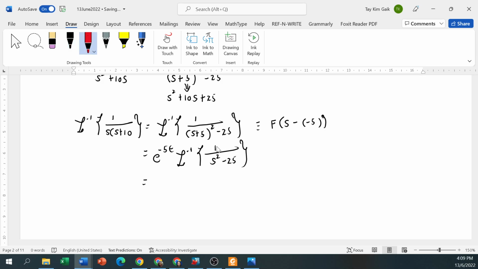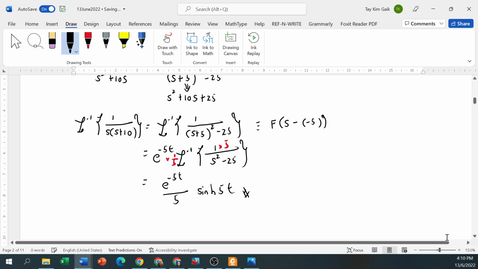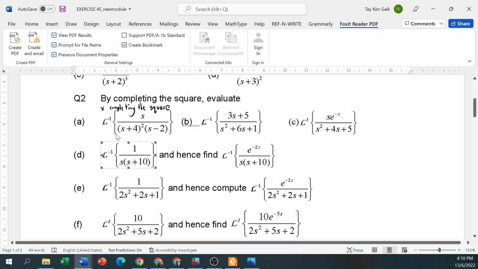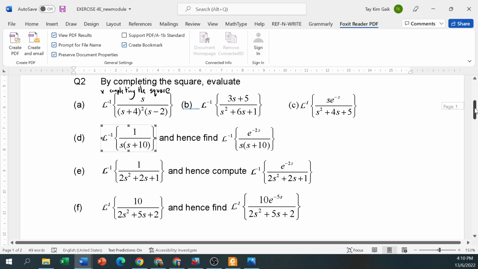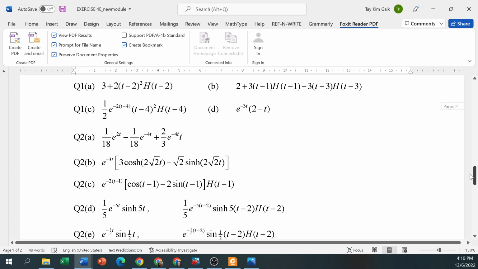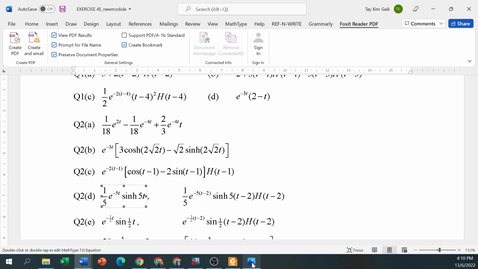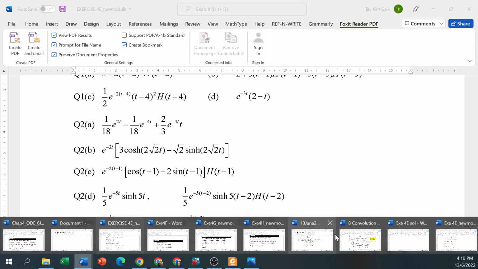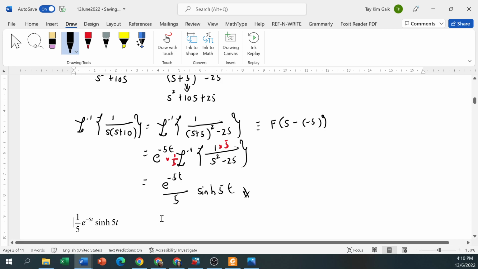Okay, this 25 is 5 squared. Here it will make it times 5, so you have to divide by 5. So that's why the answer is e to the power negative 5t over 5 times the inverse Laplace of 5 over s squared minus 25, which will be hyperbolic sinh 5t. Okay, this is using the technique of completing the square. Let's check, it should be under exercise 4e, question 2d. So e to the power negative 5t over 5 hyperbolic sinh 5t.